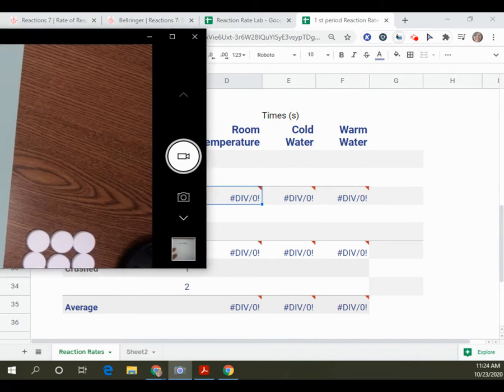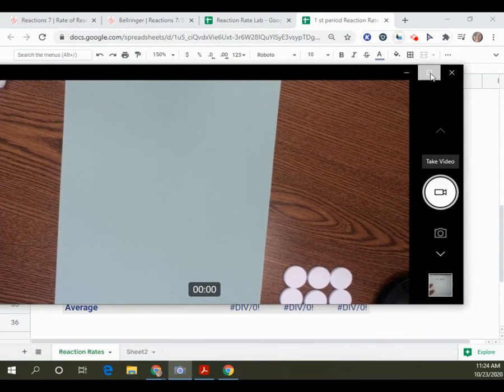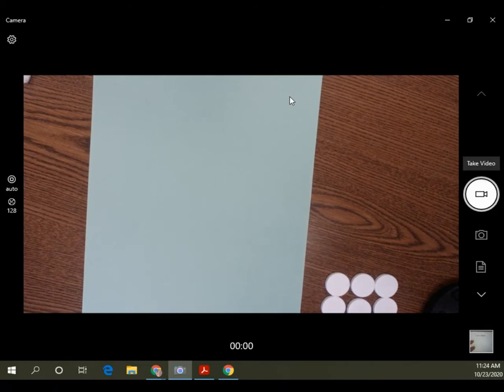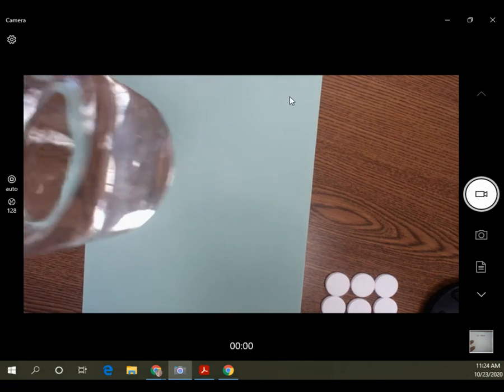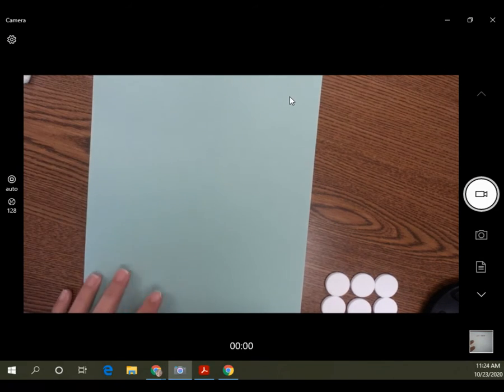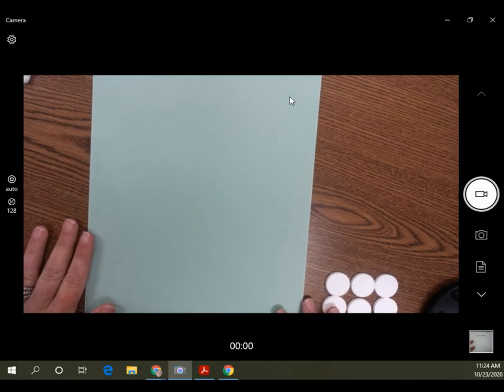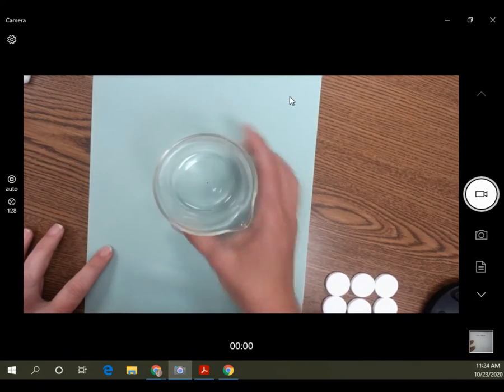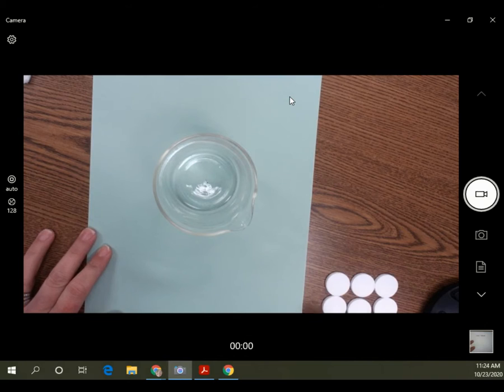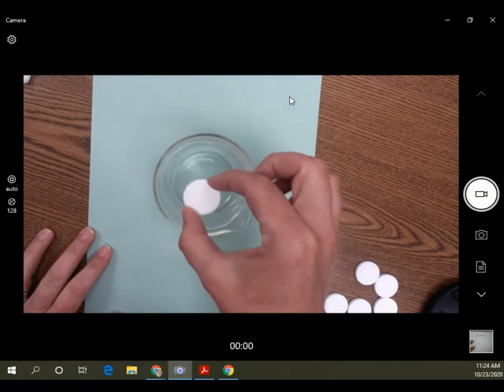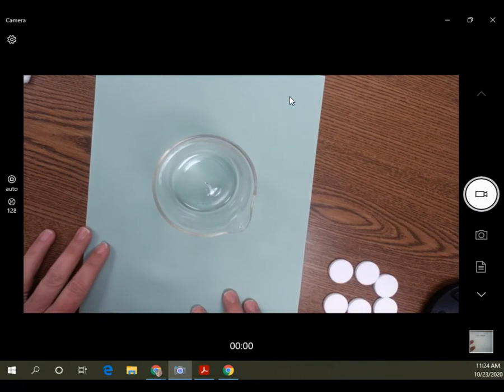We're going to go to the camera, and we're going to go through the lab data. Okay, so I have my antacids right here. I have hot water from my tea kettle. I have cold water. It was ice a little bit ago. I have room temperature water that's just been sitting out. We are not going to use a test tube like it said in the instructions, but we are going to use a beaker. I used a green piece of paper today instead of white because my tablets are white, so you'll be able to see them better in the video.